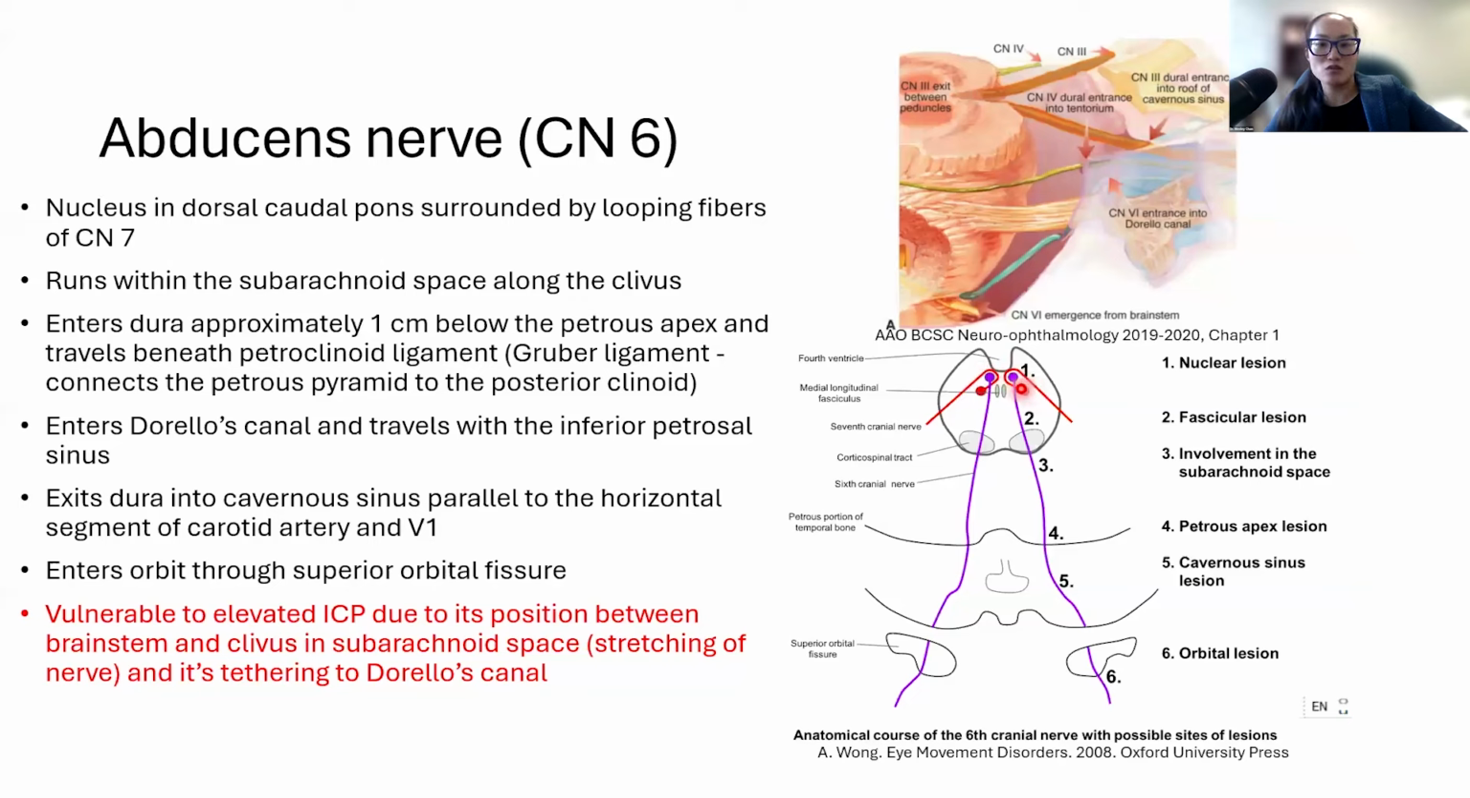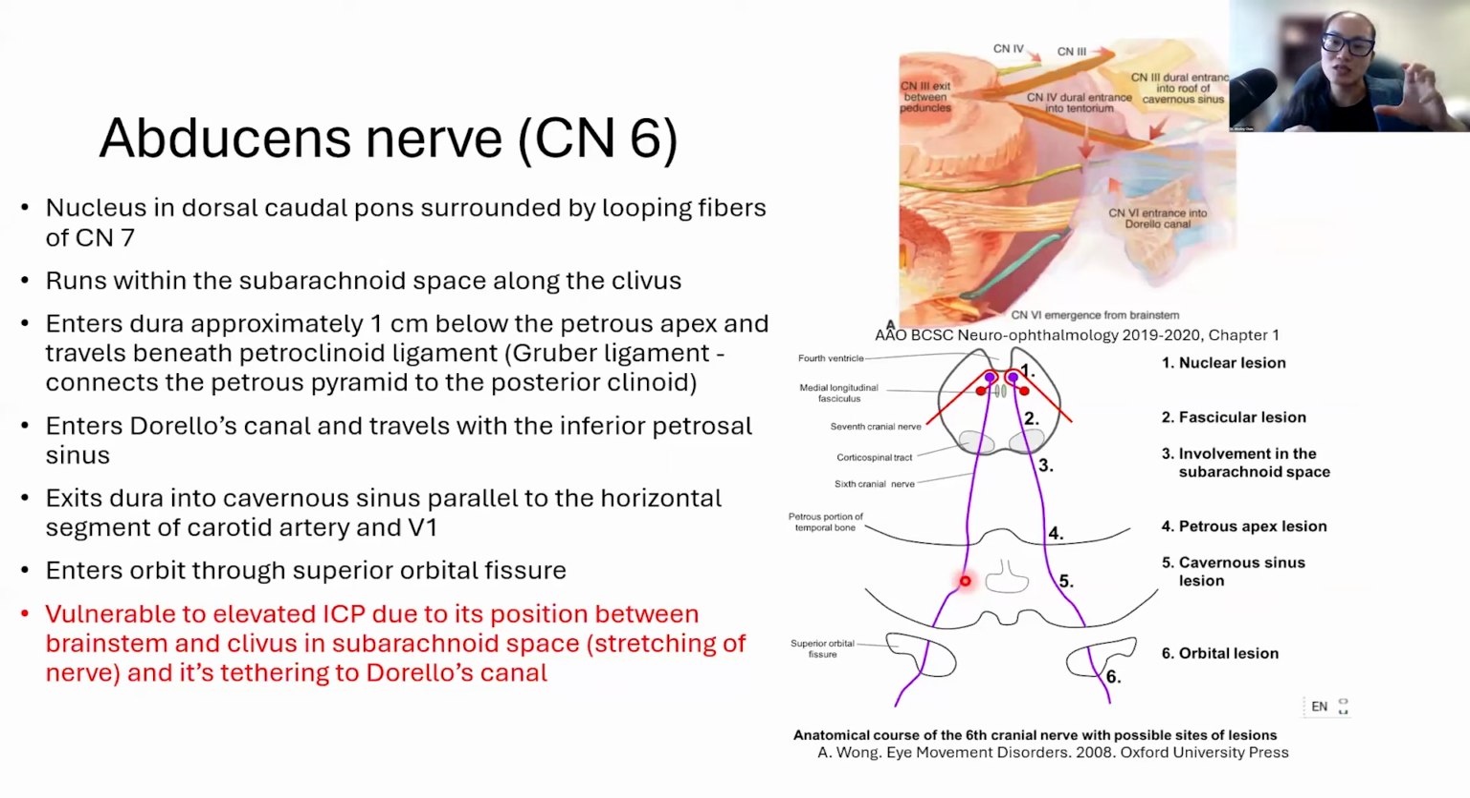Cranial nerve 6 then runs within the subarachnoid space along the clivus, and then enters the dura about 1 centimeter below the petrous apex, which is a bony structure, and then will travel beneath the petroclinoid ligament, also known as Gruber's ligament. It's a ligament that connects the petrous pyramid to the posterior clinoid. After that, it goes into the inferior petrosal sinus and exits the dura into the cavernous sinus. And it's the only cranial nerve that is actually in the substance of the cavernous sinus. If you remember the diagram of the cavernous sinus, most of the cranial nerves are all off to the side.